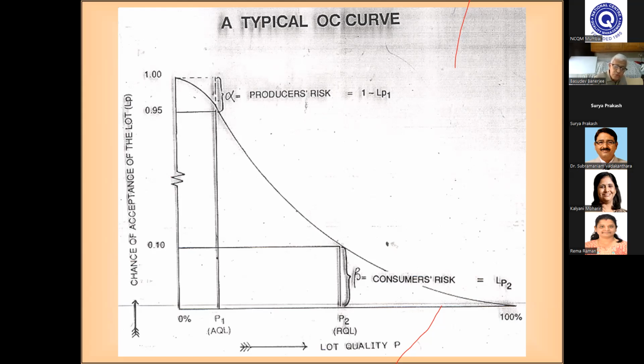Every sampling plan will have an OC curve, which will give you 0% defective, 100% acceptance; 100% defective means 0% acceptance. In between, this is what happens. This becomes steeper and steeper when you go from reduced to normal, normal to tightened and all that. So that is how it operates.